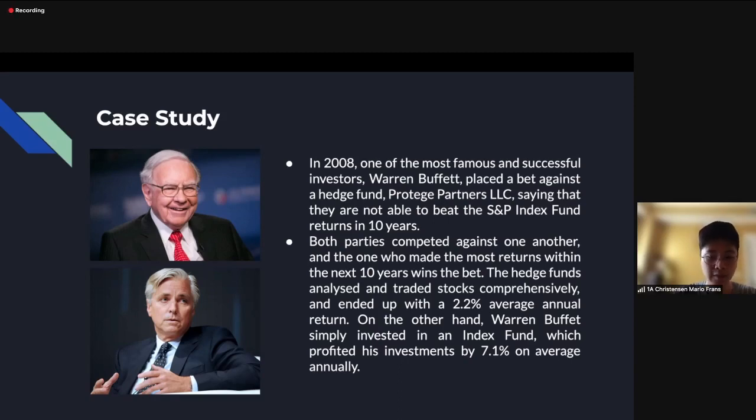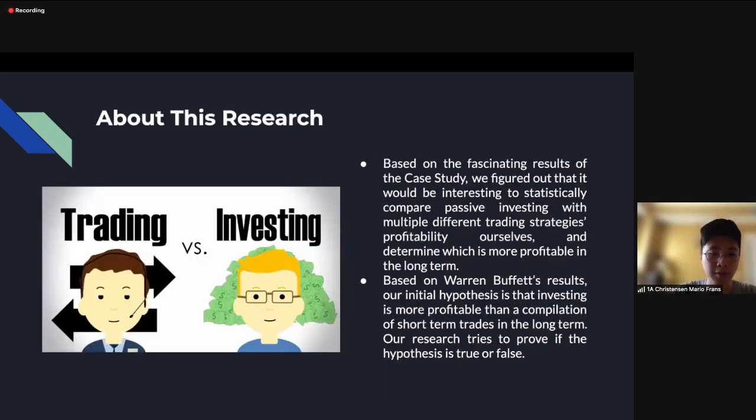So based on the fascinating results of this case study, we figured it would be interesting to statistically compare passive investing with multiple different trading strategies, compare their profitability ourselves, and determine which is more profitable in the long run. Based on Warren Buffett's results, our initial hypothesis is that investing is more profitable than a compilation of short-term trades in the long term. Our research tries to prove if this hypothesis is true or false.